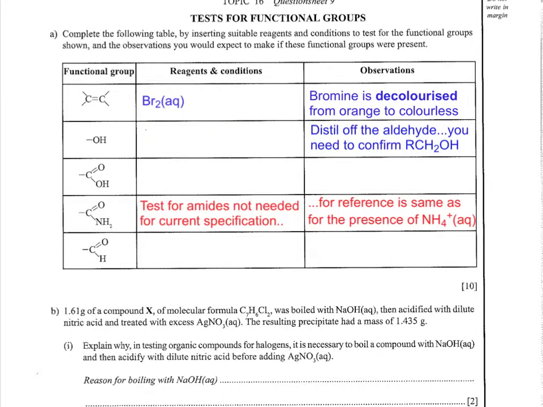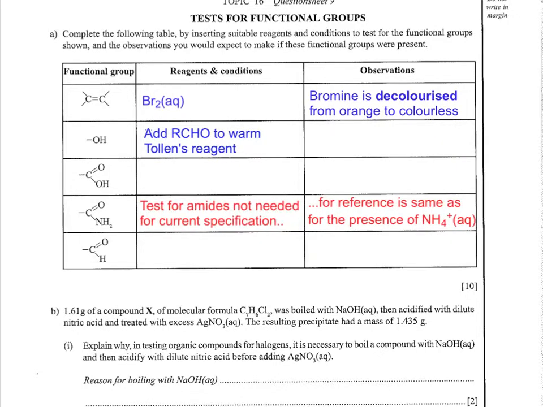Before we go any further, it's worth pointing out that at this stage you need to distill the aldehyde off, because it's a primary alcohol that you're testing for, as you can see. So you need to confirm the actual RCH2OH part of the molecule that you started with. Once you've distilled off the aldehyde, you then add the distilled aldehyde to warm Tollens reagent, and the formation of a silver mirror on the inside of the test tube indicates CHO.